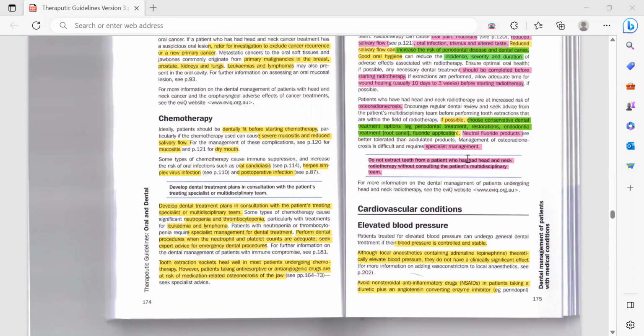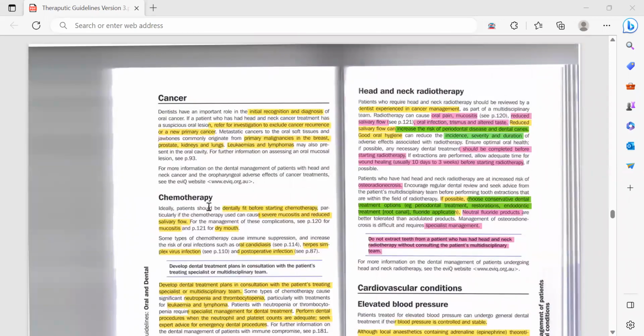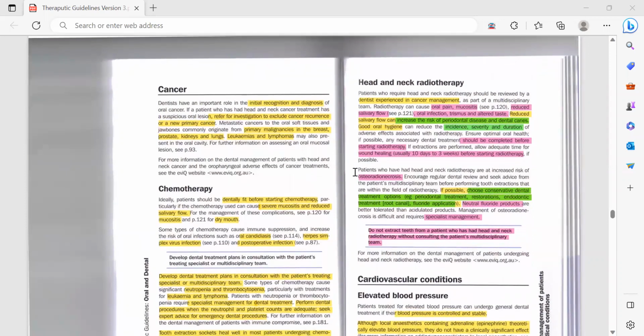Do not extract teeth from a patient who has had head and neck radiotherapy without consulting the patient's multidisciplinary team. So for the cancer patient, whether they are taking chemotherapy or radiotherapy, because they have a lot of side effects, first you need to consult with their specialist or whoever is managing them. Then you can perform the invasive treatment. The most important thing in these patients is that they should be dentally fit, and advise them to maintain proper oral hygiene. That would help in reducing the incidence and severity of any infection or problem that could happen.